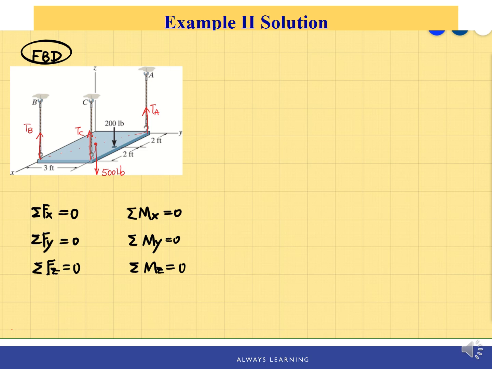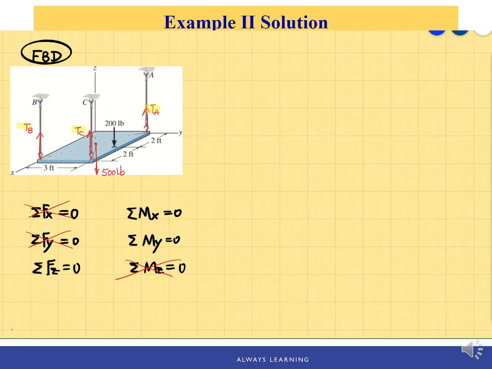Since all the forces are directed in the z direction, there's no x direction force, and there's no y direction force. So we can eliminate 2 equations already. And also, since all the forces are in the z direction, the moment about the z-axis will also be 0. So now we only have 3 equations left. Also, we mentioned there are 3 unknown forces and 3 equations.